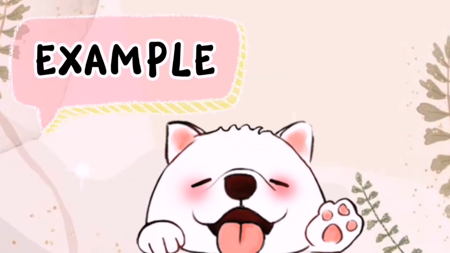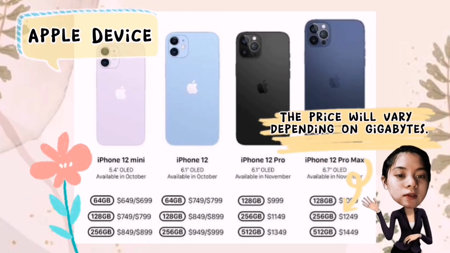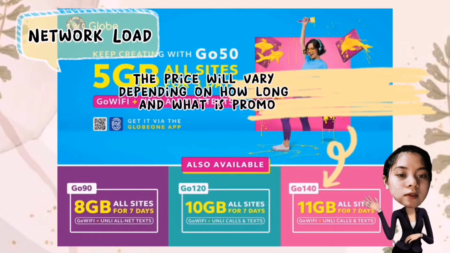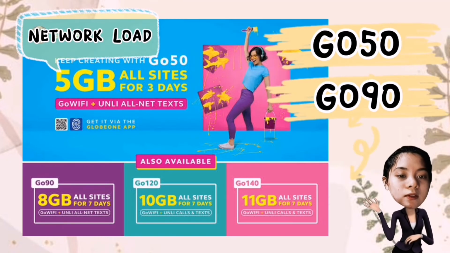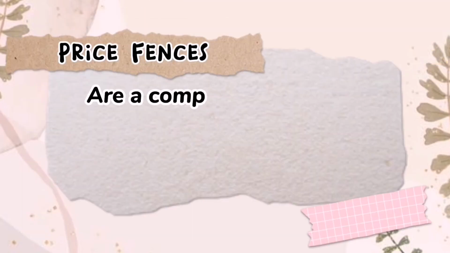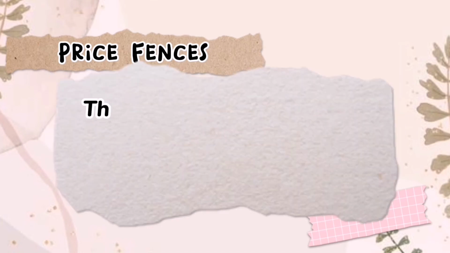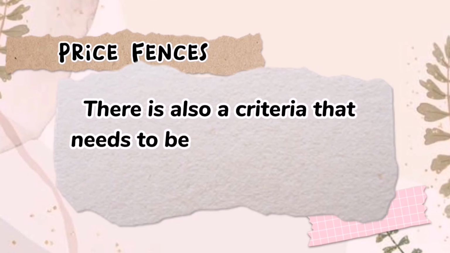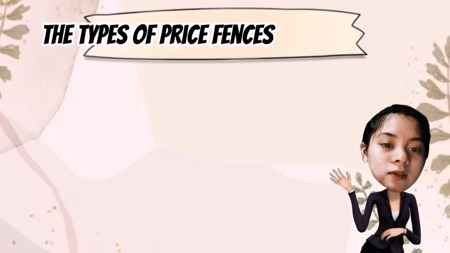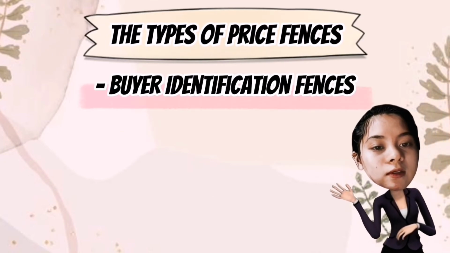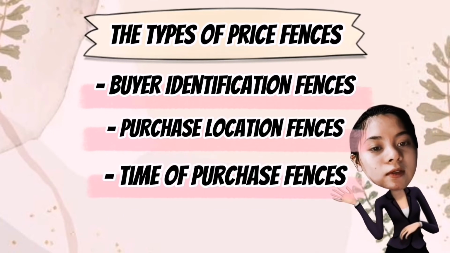These are the two examples. Apple device. The price will vary depending on gigabytes. And the other one, network load. The price will vary depending on how long the promo is, like Go 50, Go 19. Price fences are a complicated way to charge different prices to reflect different levels of value. There is also a criteria that needs to be met to qualify for a lower price. The types of price fences are buyer identification fences, location fences, time of purchase fences, and quantity fences.